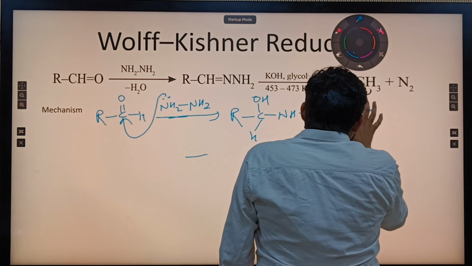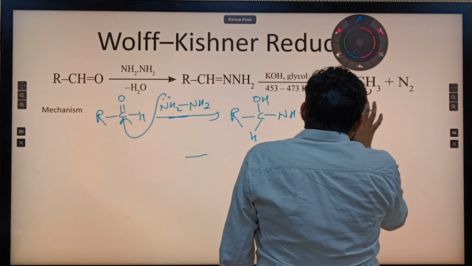So this is the reaction intermediate, CH double bond nitrogen, and NH2. In presence of base KOH, which is a strong base, the work of the base is to abstract the proton from the most acidic site. So the OH negative abstracts the proton from the most acidic site, and the negative charge will be produced on the nitrogen.